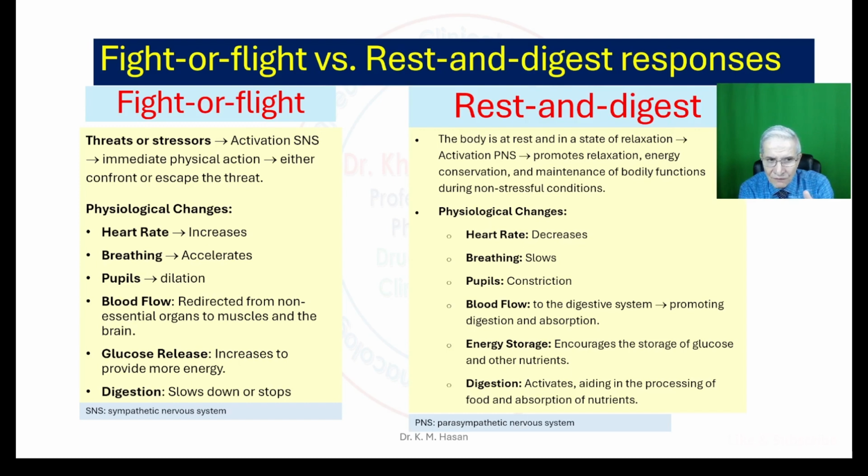So again, during fight or flight, heart rate increases, respiratory rate increases, and pupil dilation, opening the eye, we call mydriasis. Then blood flow is redirected to the vital organs such as the brain, heart and muscles. We need this blood flow and energy, so glucose will be provided to supply more energy. We have slow digestion and slow urination.